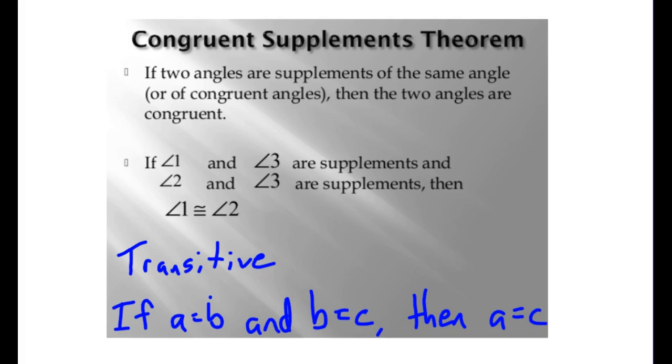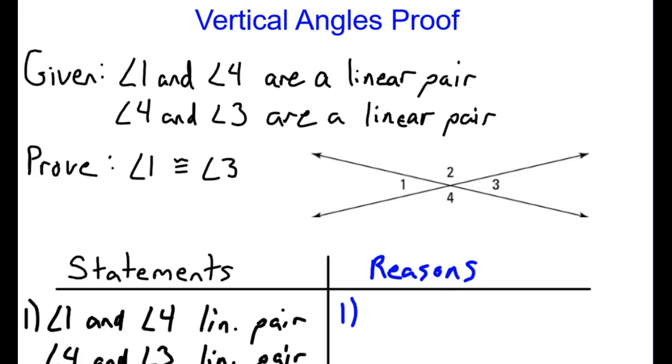of this transitive property. Now we're going to go through our first proof of the year. And this is going to be a proof to show why vertical angles are always congruent. When we're talking about proofs, the most common type of proof we're going to go through is a two-column proof, which I'll talk about in a little bit.